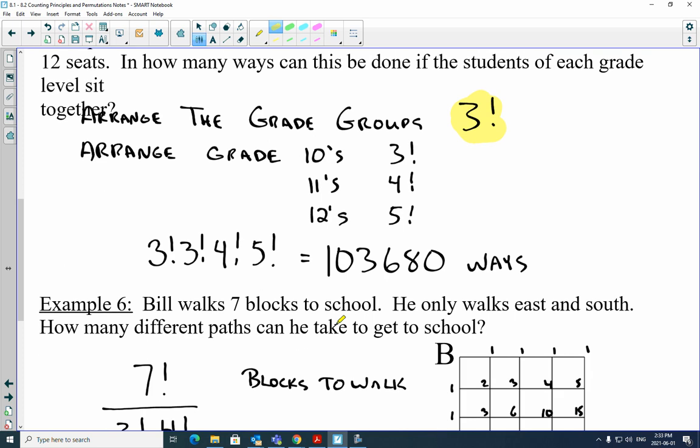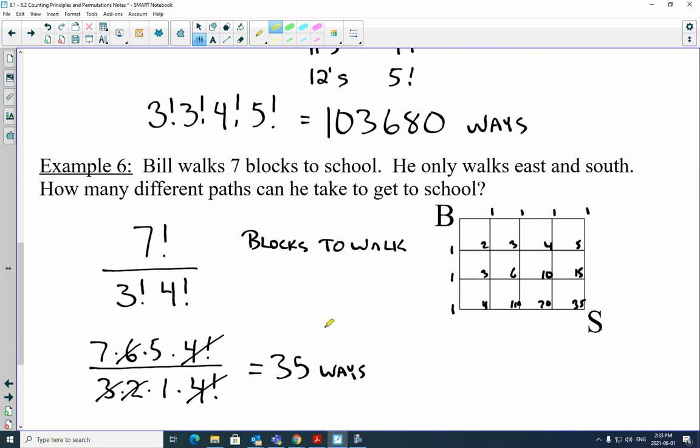Okay, example 6. Bill walks 7 blocks to school. Right, so he can either walk east or south. East would be going to the right, south would be going down here. So what you could do is you could do this picture-wise, right?